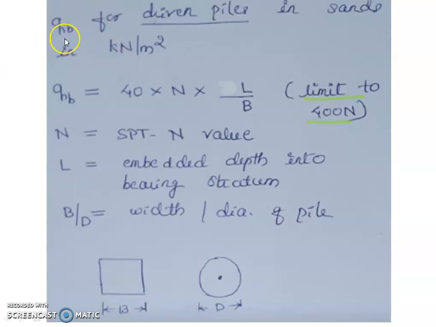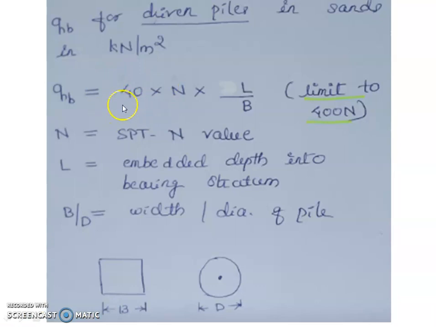So now first we will find out how to get the value of qb. So qb for driven piles in sands in kilonewton per square meter can be found out using the formula 40 into N into L divided by B, where N is the SPT value which will be given in the problem, L is the total embedded length of the pile, and B can be either width or diameter of the pile. For square pile we need to consider width B, and for circular pile we have to replace B by D. So D will be the diameter of the pile.